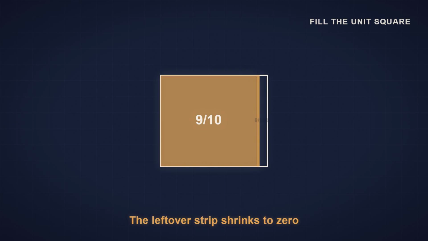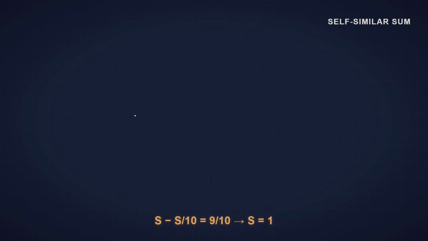After every finite step, a thin strip survives, but the surviving area is divided by 10 each time. In the infinite construction, its width becomes smaller than every positive width. No positive strip remains. The shaded pieces total the entire square, and their areas are exactly 9/10ths plus 9/100ths plus 9/1000ths forever. We can derive the geometric formula from the same cancellation as before.